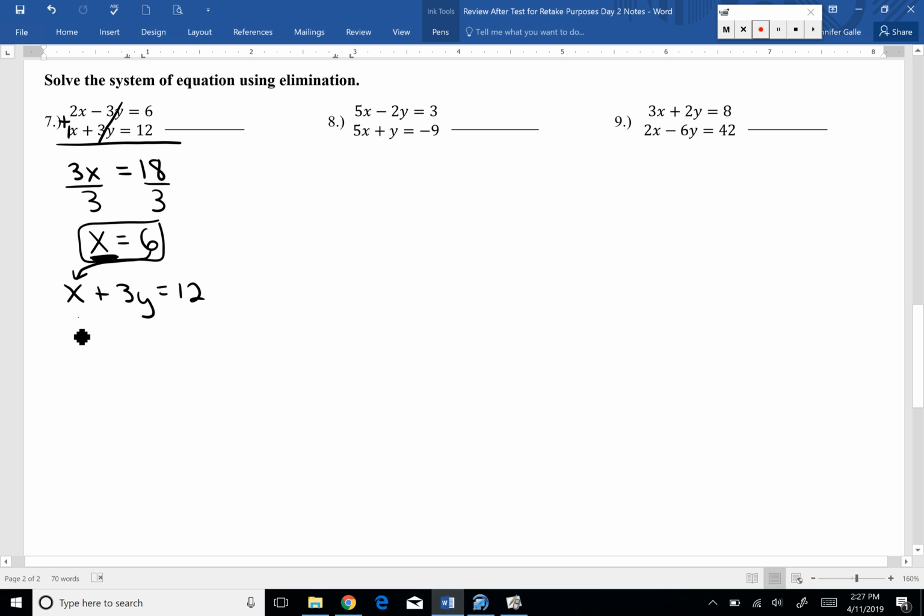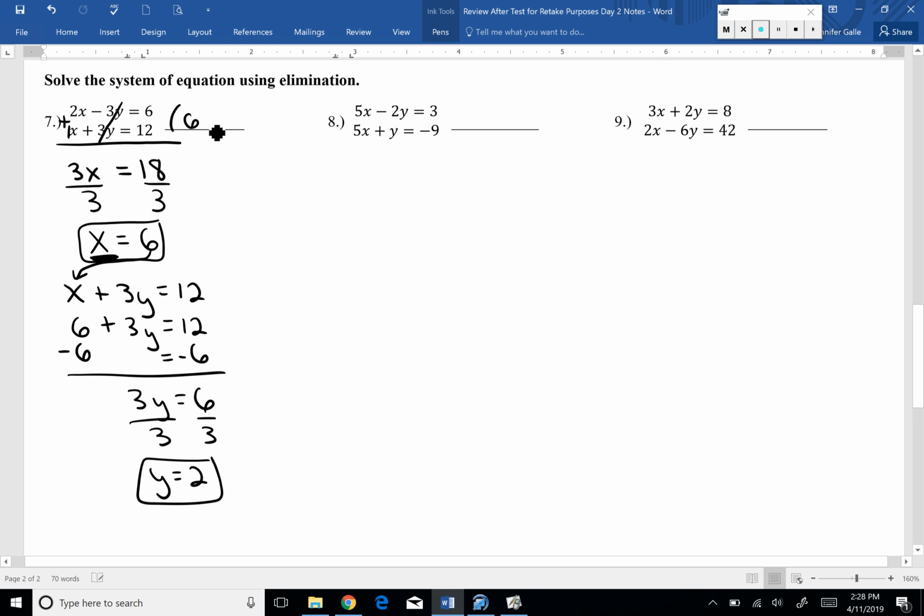So I'm going to have 6 plus 3y equals 12. If I substitute 6 in for x, I don't write the x anymore. 6 is in for it. Now I solve my little two-step equation. Move our 6. So we have 3y equals 6, and then divide by our 3. And our y equals 2.